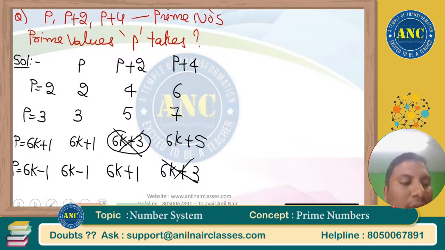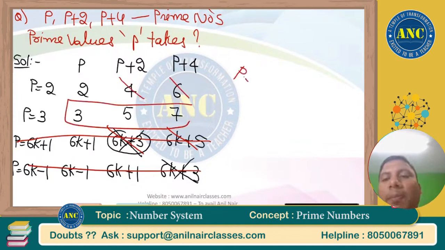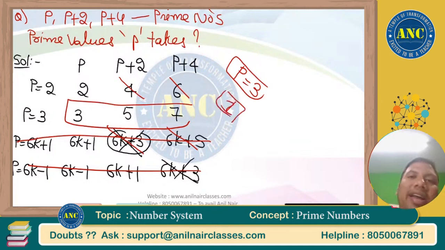So there is no triplet where all three are prime numbers. This case is not possible. 4 and 6 are even numbers. So the only case that is possible is P equivalent to 3. How many prime values can P take? Only one prime value. I hope the idea is clear.